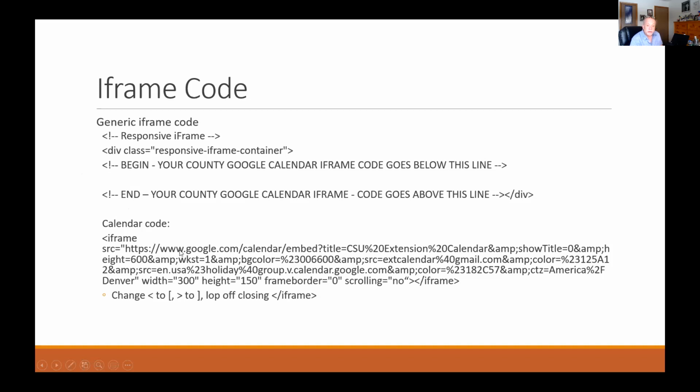Here is the calendar code. This is a literal cut and paste from Google Calendar. So you put that in between these two. Then you do three things. The first less than tag, you change to a square bracket. The greater than tag, which ends this, you change to the right square bracket. And then finally, you lop off this ending closing iframe tag. So let's try all of that.